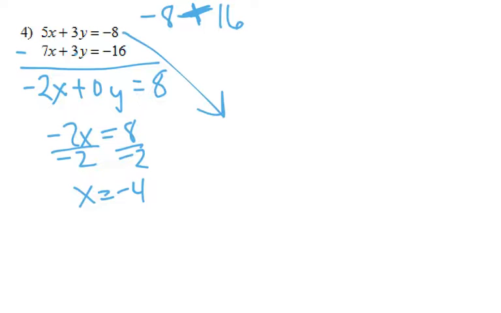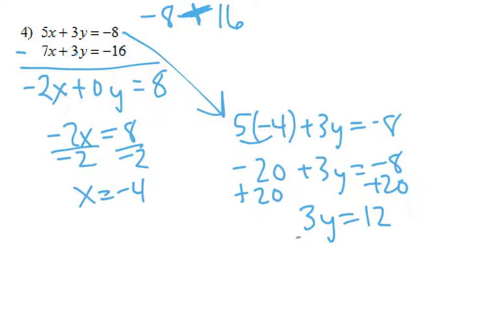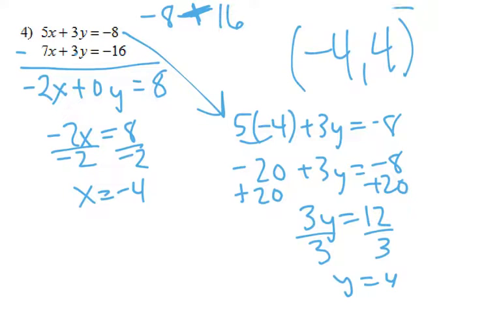Pick one of our equations and just plug in negative 4. We get negative 20 plus 3y equals negative 8. Add 20 to both sides. 3y equals positive 12. Divide by 3, and y equals positive 4. So our answer is (-4, 4). That's where they intersect. If we were to graph them, that's where they're the same.